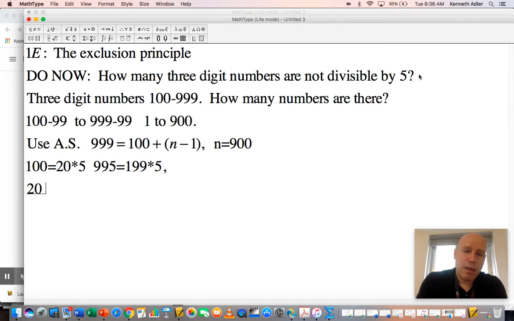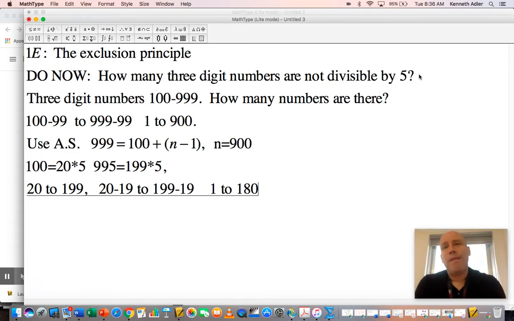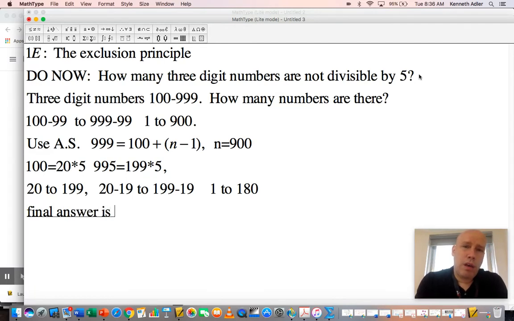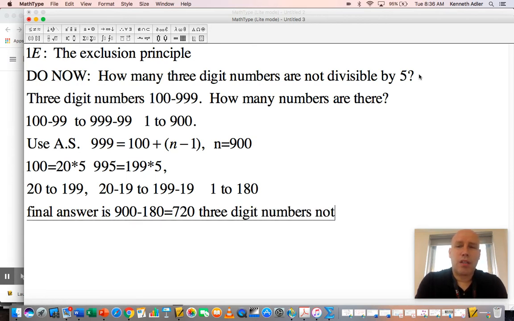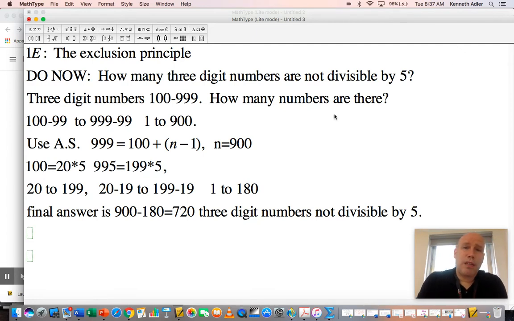So how many numbers are there? You're like, okay, 20 to 995. No, I'm sorry, 20 to 199. How many of those? So you know what? I'm going to do my little trick. 20 minus 19 to 199 minus 19. What does that become? That's 1 to 180. Okay, so there's 180 3-digit numbers that are divisible by 5. And so the final answer is 900 minus 180, which equals 720 3-digit numbers not divisible by 5. And so that's the idea, the exclusion principle.